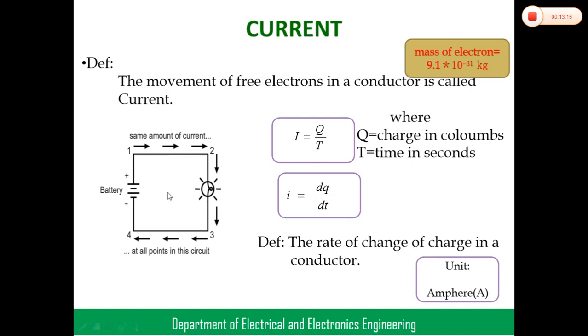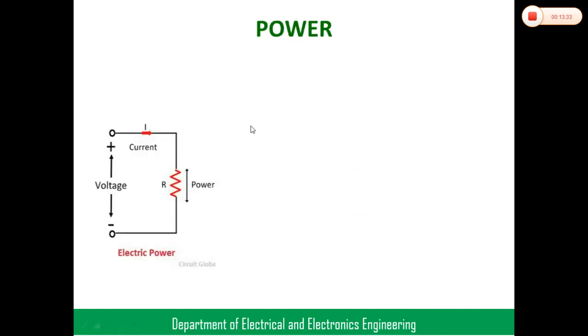If any part is open circuited, the current cannot flow, right? So that is about current. We will briefly discuss DC and AC, the difference between DC current and AC current, in the AC circuits. Coming to the next definition, very important, that is power.